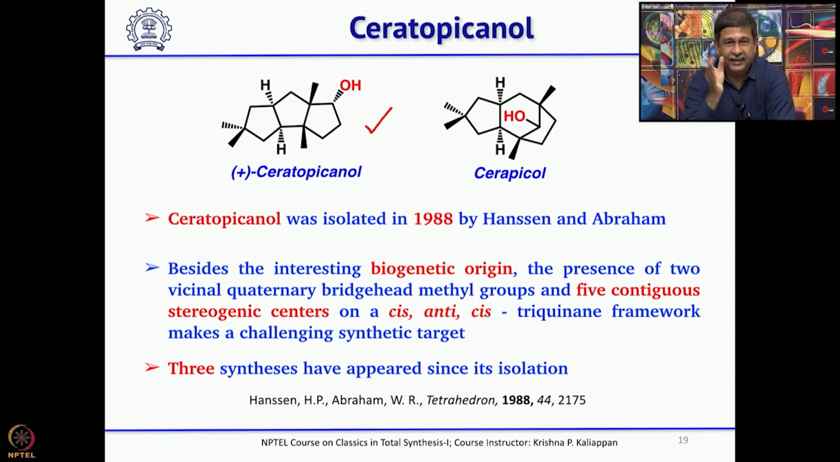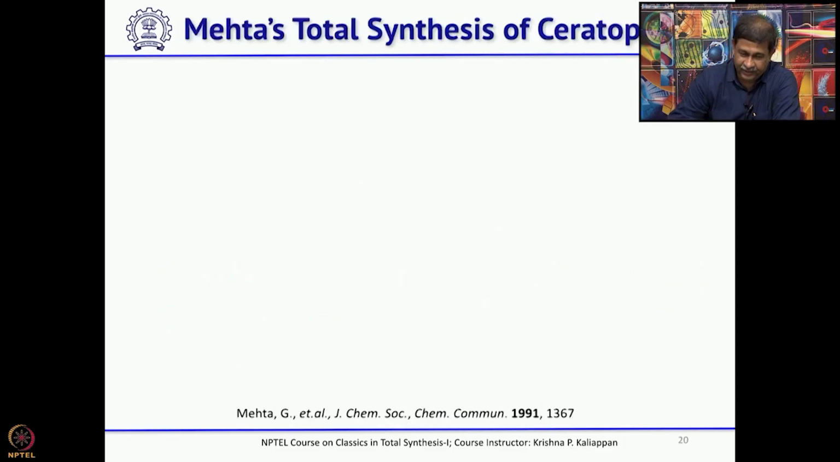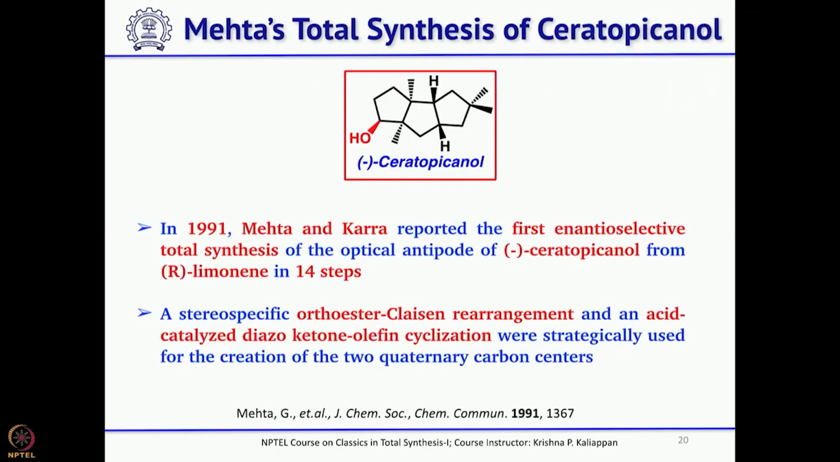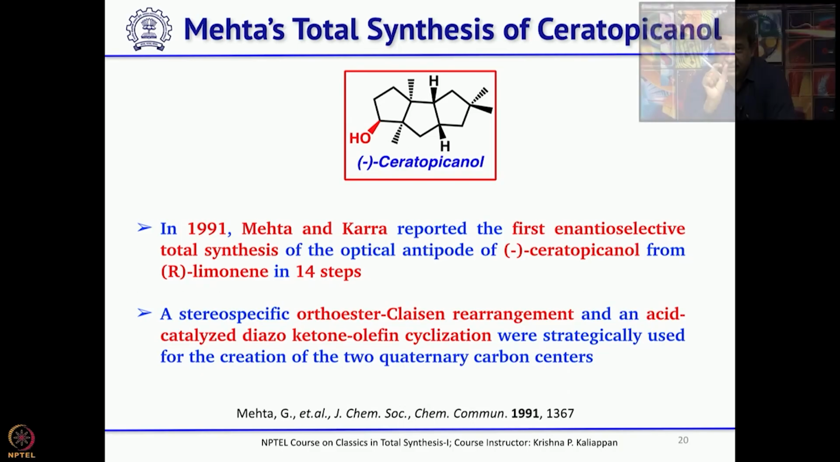Okay, this was isolated in 1988 and it has 5 contiguous stereo centers as usual for a typical triquinane framework. So, it has cis anti cis configuration, and for him the key step is, as I said, not like the earlier 2 syntheses where he has used thermal metathesis.